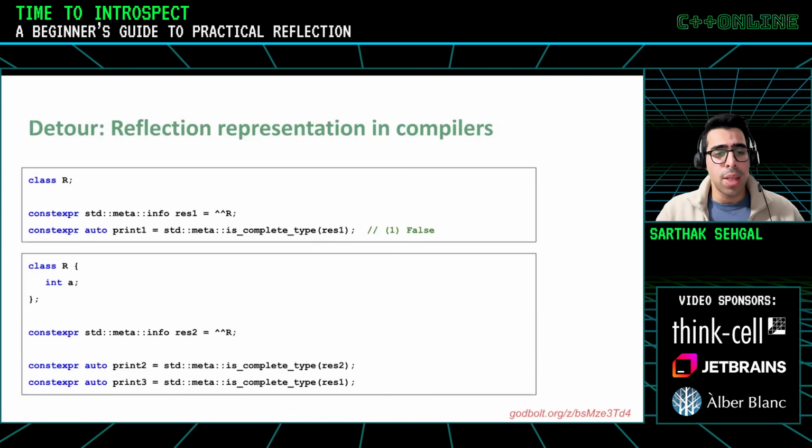So if I access print3 at the end, which is using the same reflection to check whether it's a complete type, it now returns true because it accesses the same node in the AST. That's a good way of thinking about it. And the reason it's not snapshotting each time, or not based on values as opposed to references, is that I think that would be a bit more complicated to implement, and also not very memory friendly.